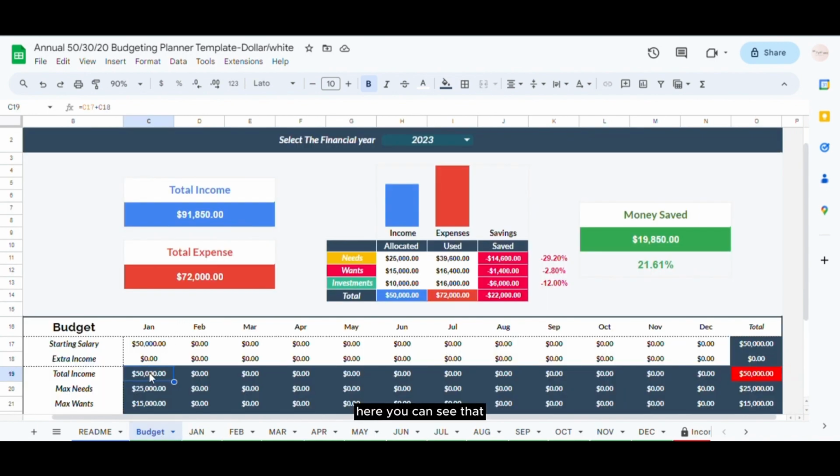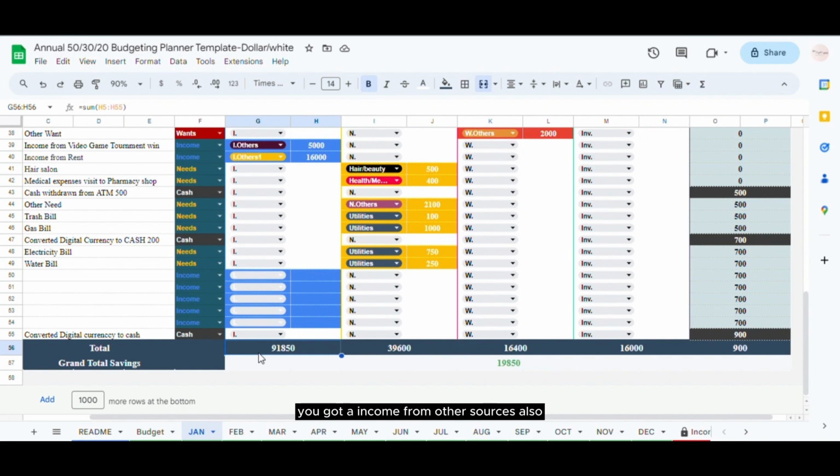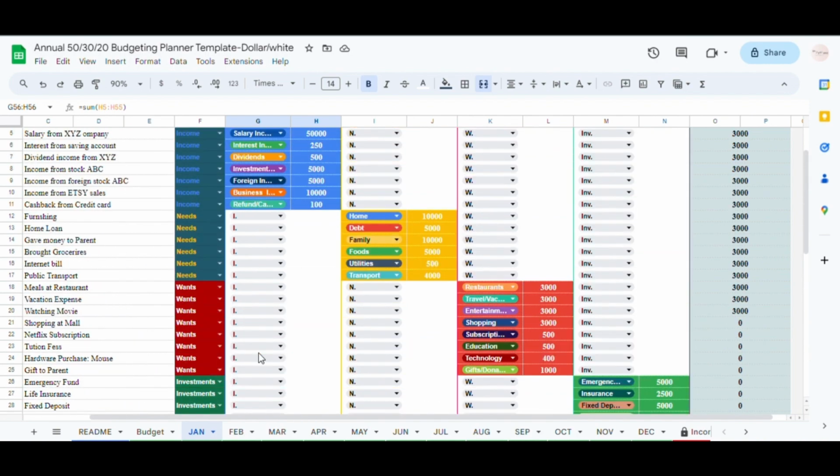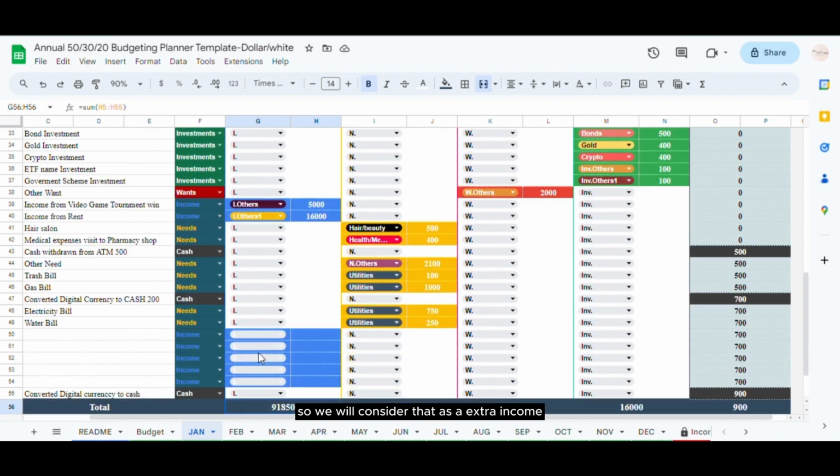Here you can see that the total income for the January month is 50,000. That is because you have added only the salary income. But in the January month, you got income from other sources also. So we will consider that as extra income.